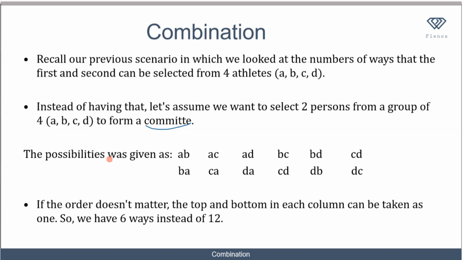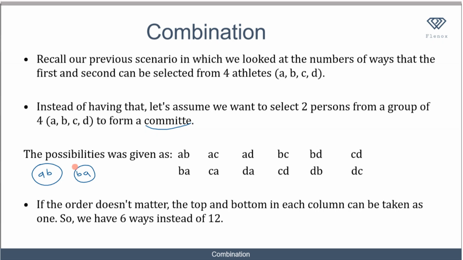Let's say a committee that will deliberate on a particular issue. So the possibilities that were given there included AB, AC, AD, like this, and remember how we got all these values. But now think about it. If I want to form a committee, in which I want 2 people to deliberate on a particular issue, is there really any difference between AB and say BA?